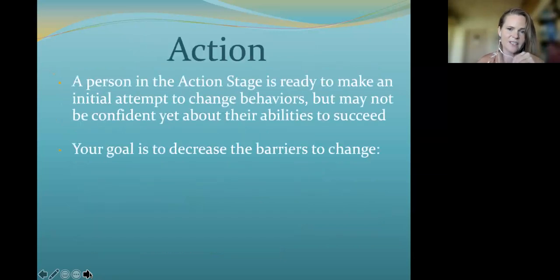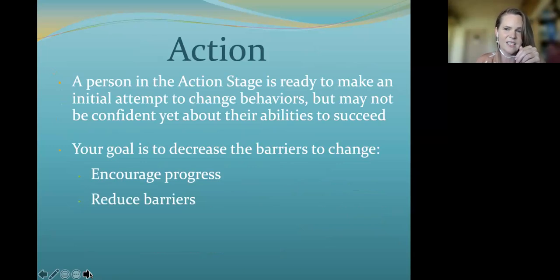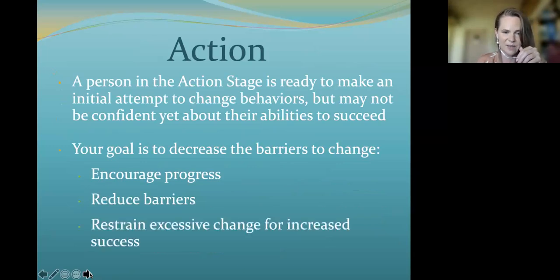With action, a person in the action stage is ready to make an initial attempt to change behaviors, but they might not be confident about their abilities to succeed. So that's a lot about skill building. Your goal here is to smooth the path for them, right? So you're reducing barriers, sometimes in a very concrete way. Sometimes that's about problem solving. How is this going to fit into their schedule? How do we get people in their lives on board? But it's also about being a cheerleader to some extent.